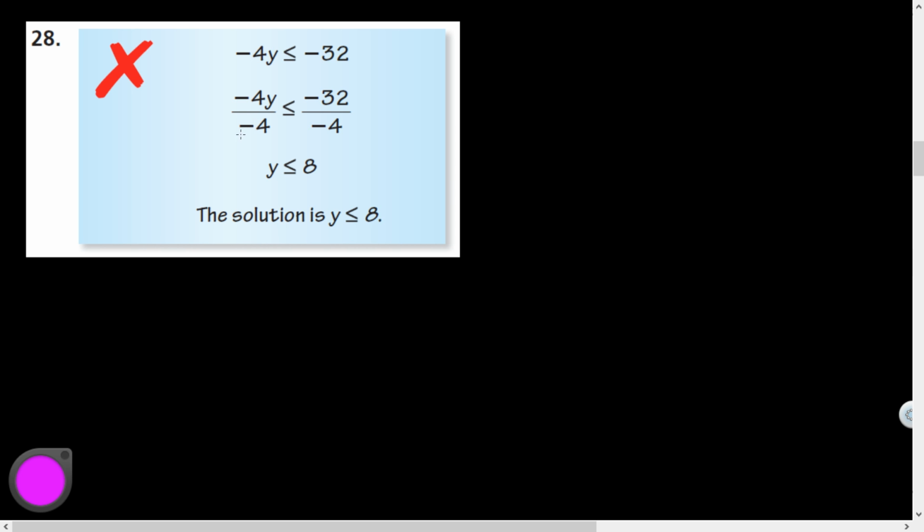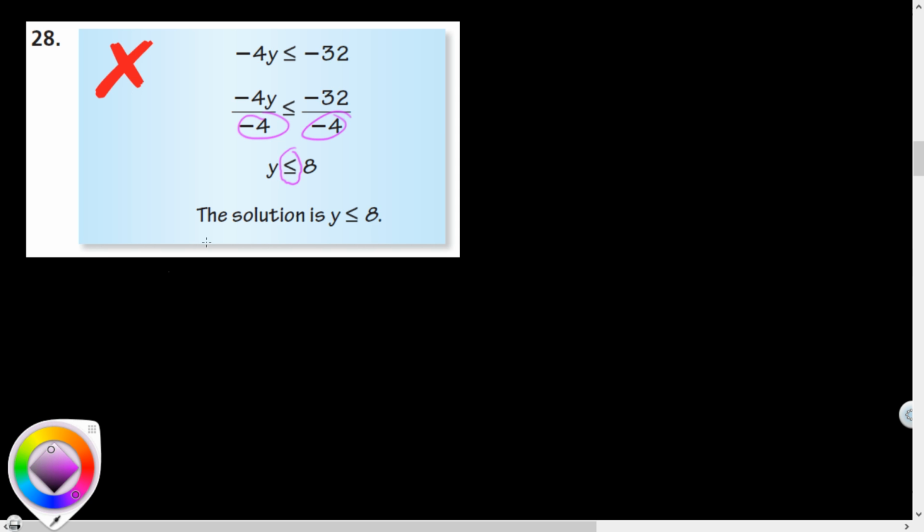Well, let's see. Looks like Tommy divided both sides by negative 4. And those canceled out. Yeah, those minus signs. Those 4s would have canceled. And 32 divided by 4 is 8. Does anyone see what he did wrong? Yeah, he divided by a negative and didn't flip the sign.